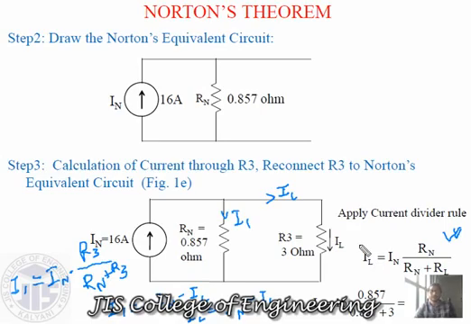Suppose up to this circuit, up to this point, if they ask you to find the current through Norton's theorem, then it's complete. Then up to this point, it's fine. Your answer is ready.